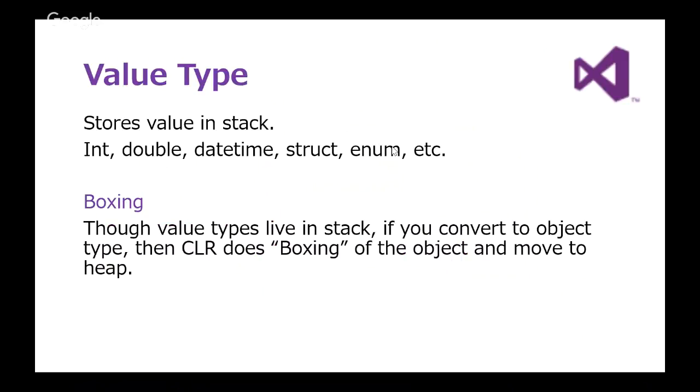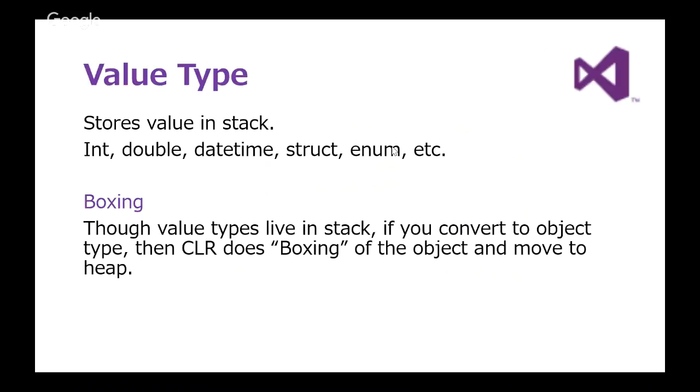And for .NET, we have two types of object. An object is something created in memory. And we have value types and reference types. A value type, as the name says, is a value, and it stores the value in the stack. So int, double, DateTime, struct, or enum are examples of value types. So what do I mean? The value is stored in the stack.